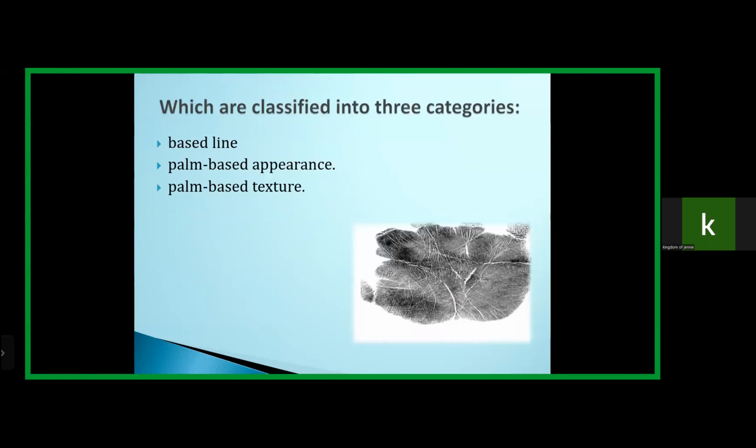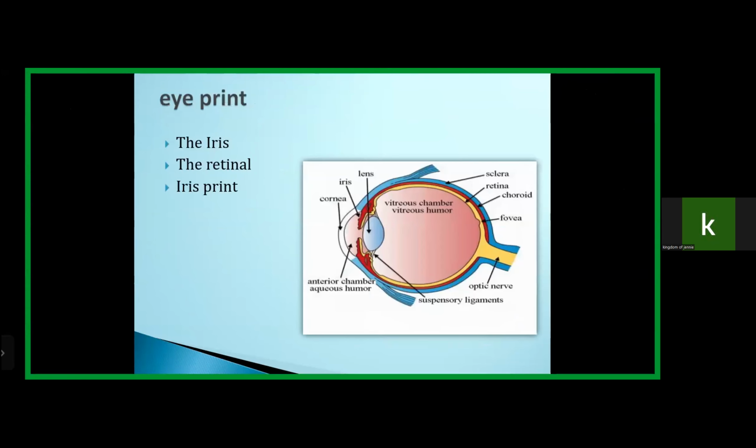Which are classified into three categories: the baseline, the palm surface appearance, and the palm surface texture. And the next print is the Eyeprint. I'm going to give you an introduction about the Eyeprint. Each person has a special print which is not similar to anyone else's.